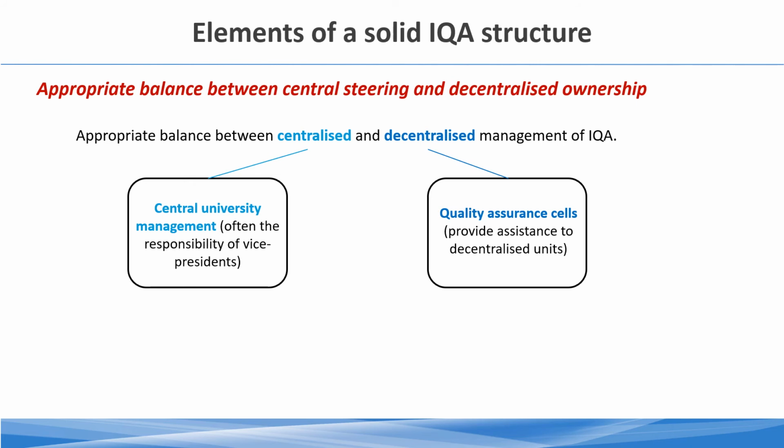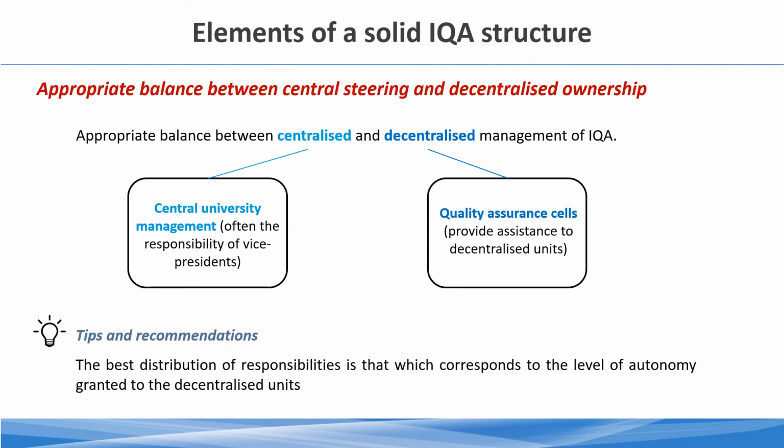However, there is no ideal distribution of responsibilities for IQA. The best is that which corresponds to a given university's complexity and to the level of autonomy granted to its decentralized units. For example, in universities where faculties have a relatively high level of decentralization, autonomy in the development of IQA can be considered as one of the most important success factors.